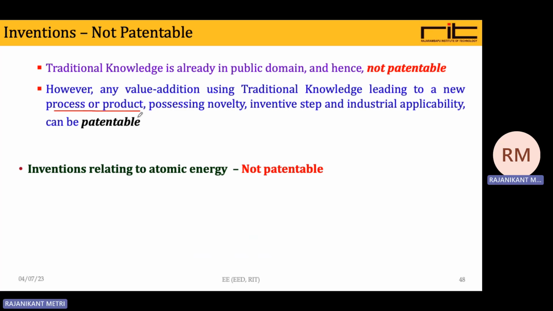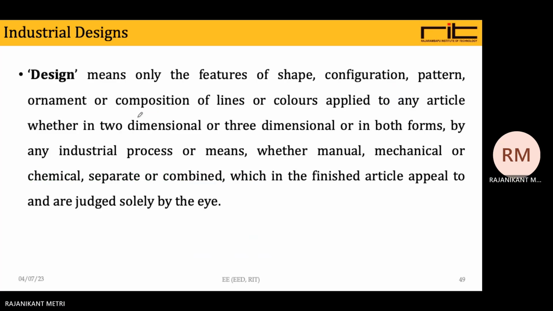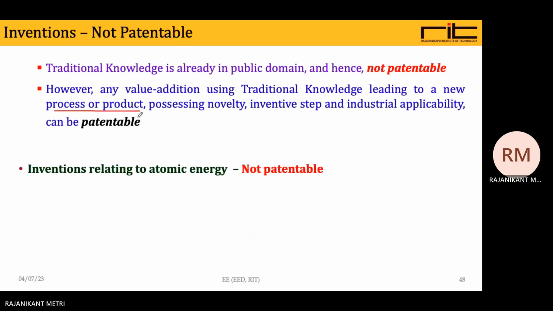Okay. So only traditional knowledge is not sufficient. You can use traditional knowledge to develop some process or product. Then inventions related to atomic energy are also not patentable. So that is what can be patented, and what are the things excluded from patenting.